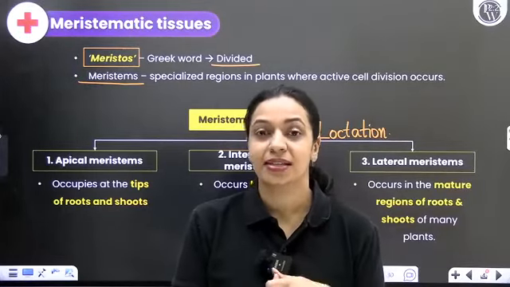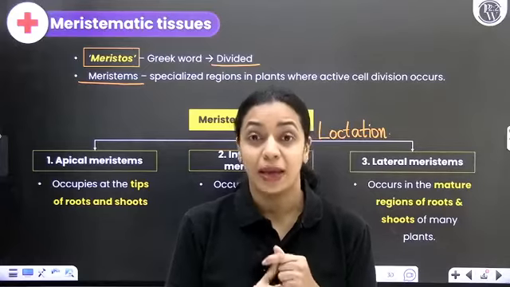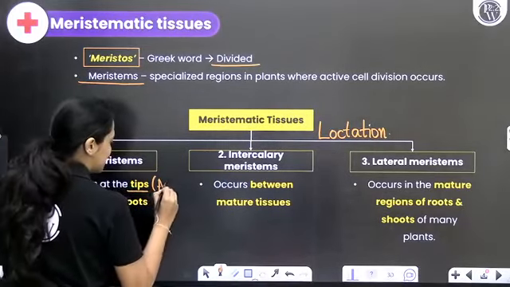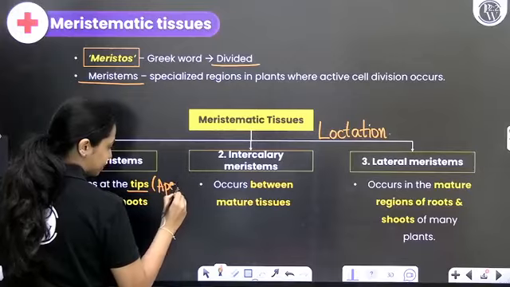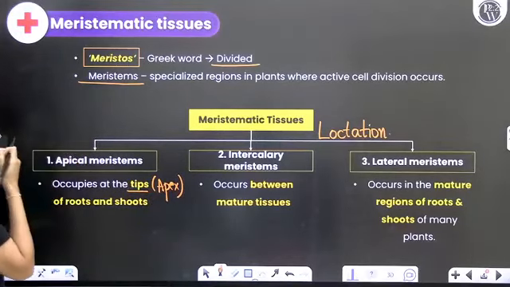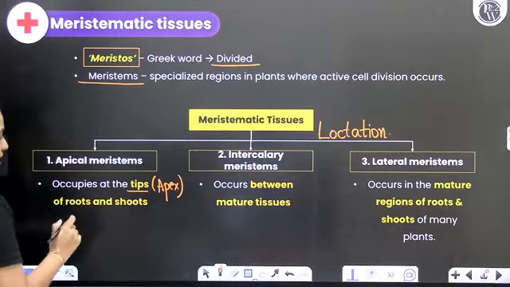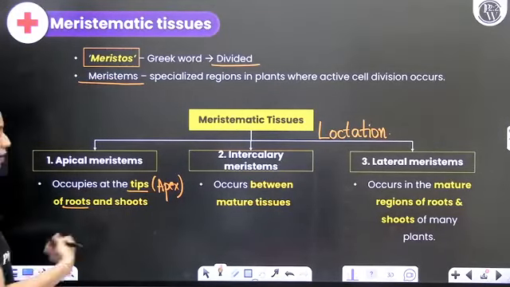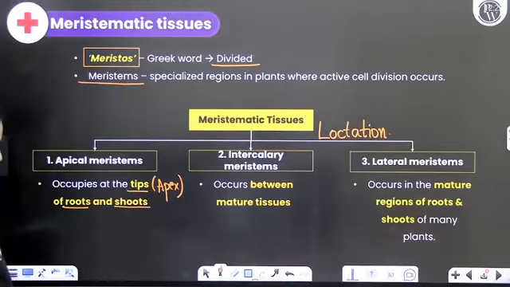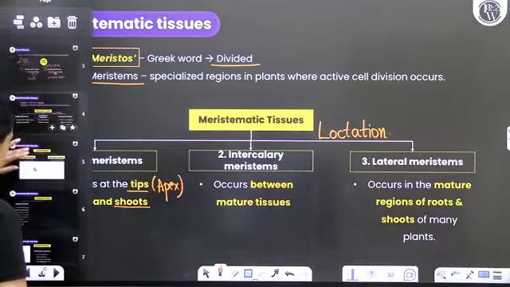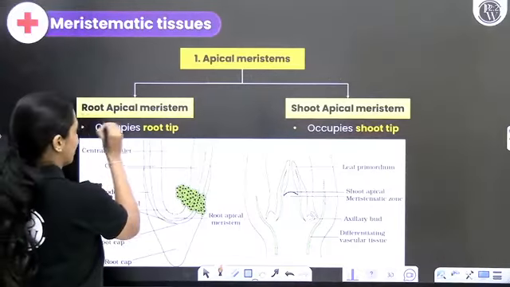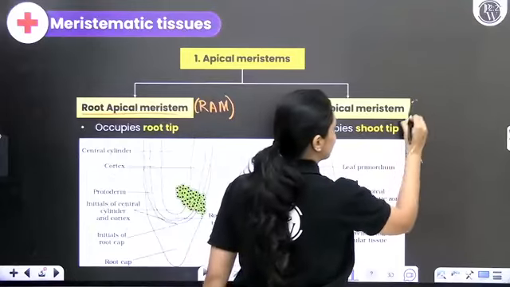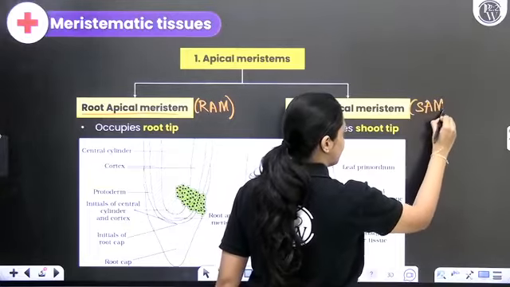The first one is apical. We already know what apex means, right? So what does apex mean? Tips are called apex, right? So this meristem, according to its name, is present in the tips of plants. It is present in the tip of the root and it is present in the tip of the shoot as well. If it is present in the tip of the root, we call it the root apical meristem. If it is present in the tip of the shoot, we call it the shoot apical meristem.